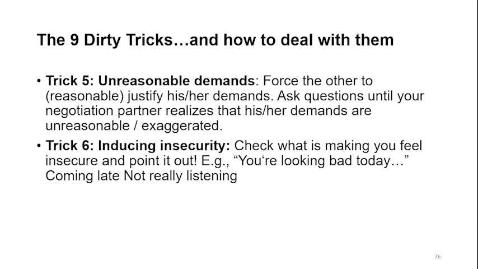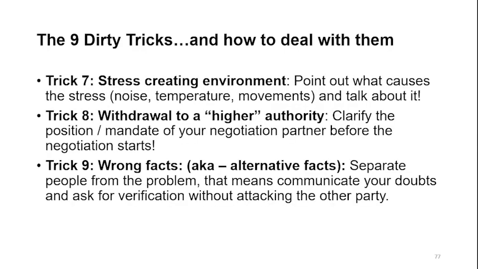The other one: sometimes there will be unreasonable demands. Ask your questions until your negotiating partner realizes that his demands are unreasonable. Just use the words why, what, where, etc. Inducing insecurity: for example, there's too much noise, I'm not listening, and make sure that what is making you feel insecure, you tell the other person about it. And finally, sometimes when you go to negotiate, there is a stress-creating environment. Noise outside, it's too hot in the room. Talk about it. Tell them, can we open the windows, please? Can we do this? Whatever.